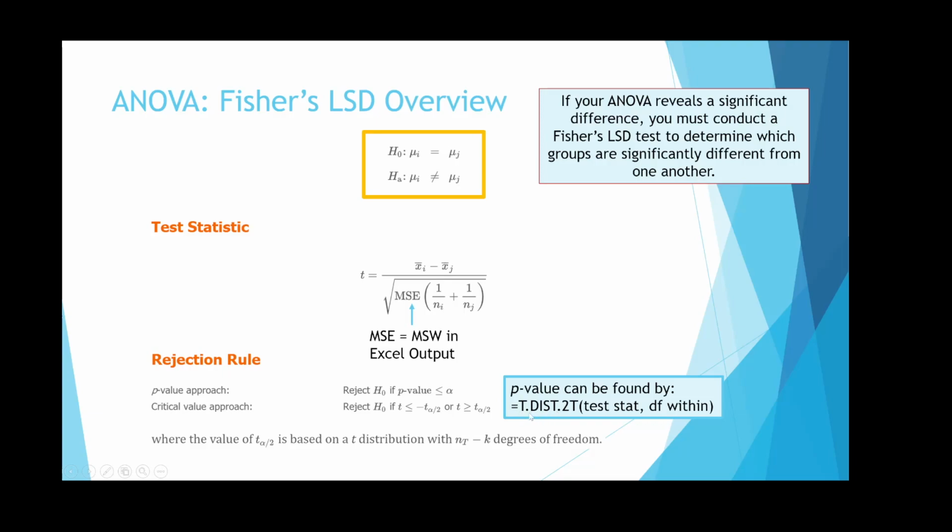And you can use the function equals T.DIST.2T. In parentheses, that test statistic that you just calculated, you're going to put there, but it does have to be the absolute value, so it needs to be a positive number. Comma, if you look in the Excel output, you'll see a df within. You're going to put that number there. And then if that p-value is less than alpha, that's telling you there is a significant difference, and vice versa.